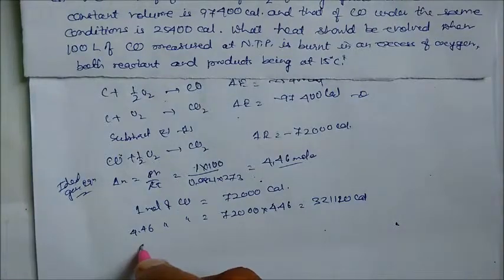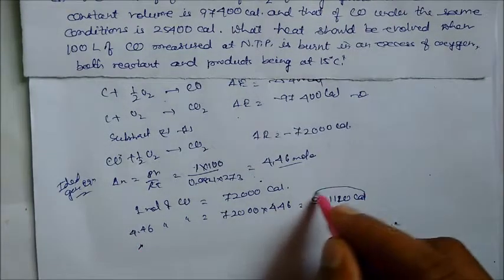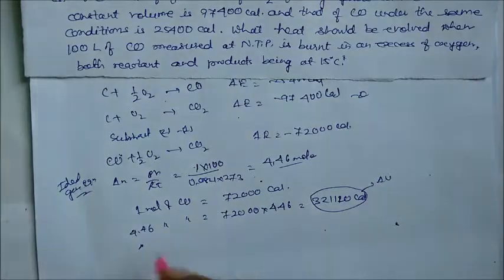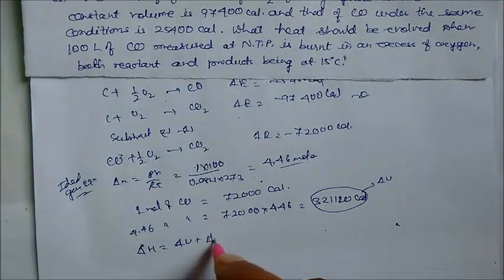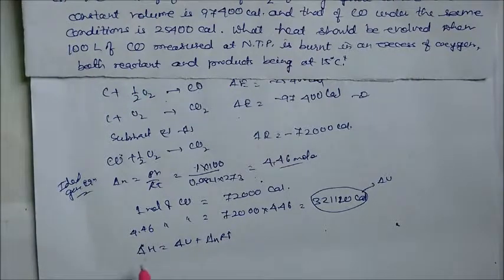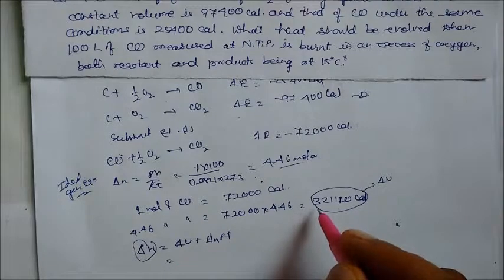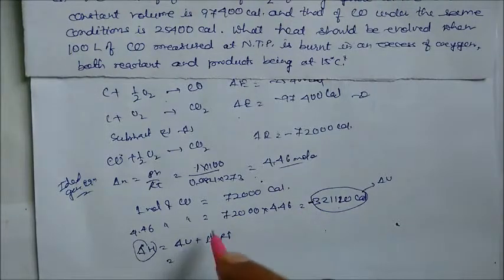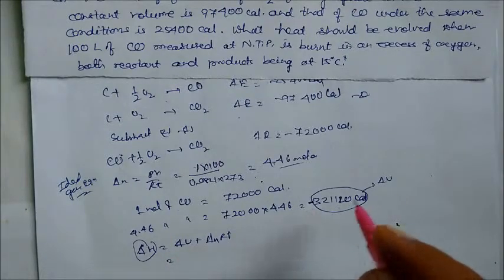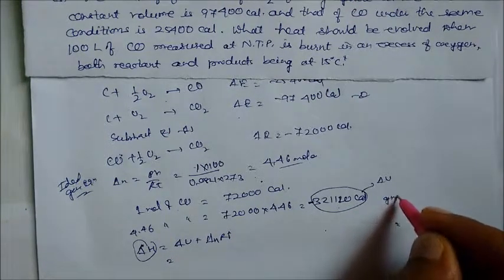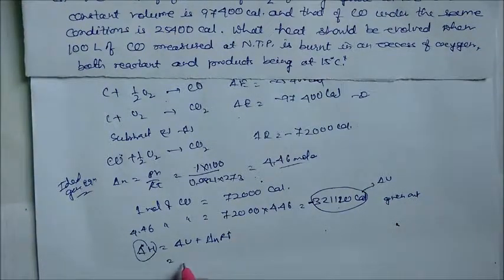So again this is nothing but the internal energy, and delta H is equal to delta U plus delta n RT. Okay, so delta H we need to find out. So delta U is given here, you can put this value over here. This is minus, because the heat is given out. So here you write minus 321,120 and plus delta n RT.